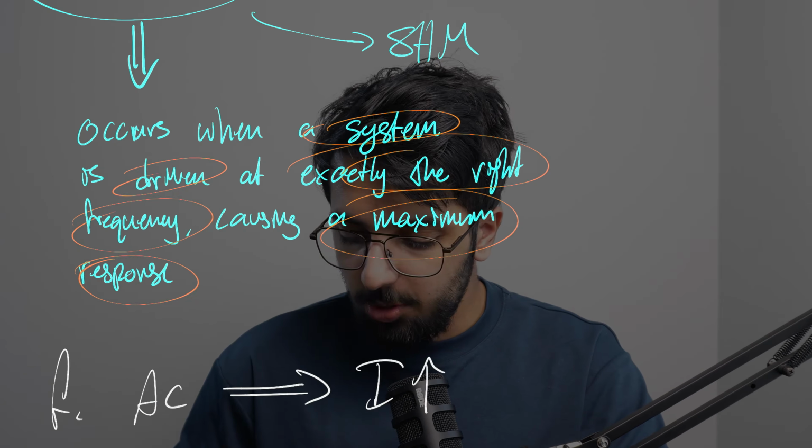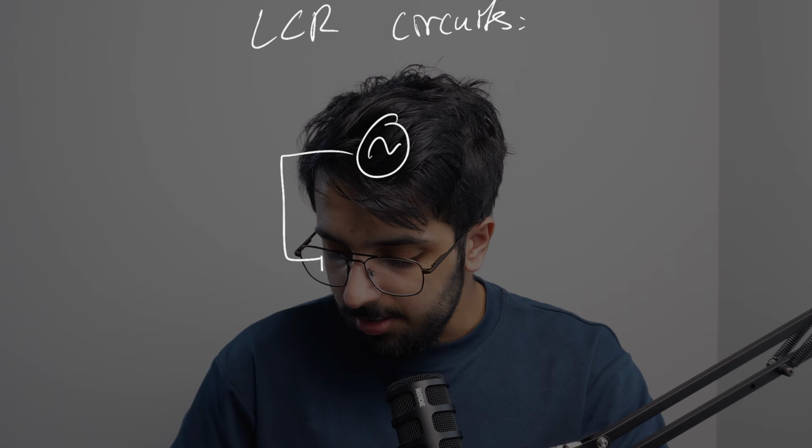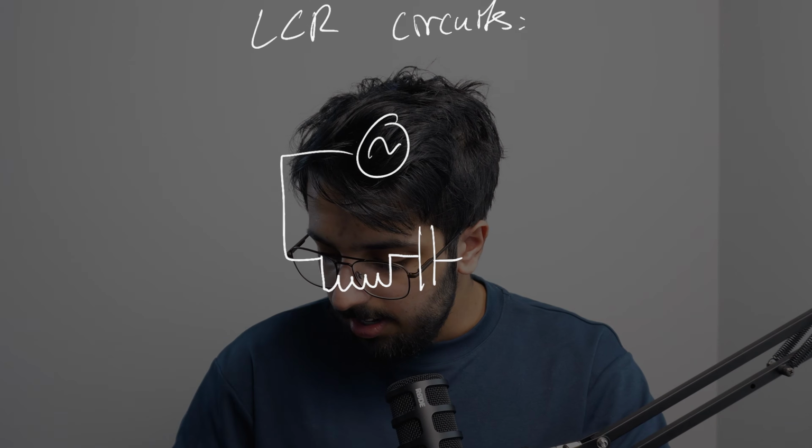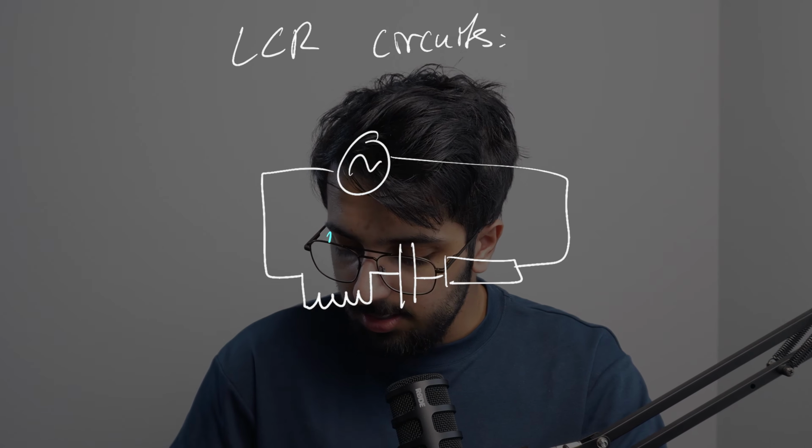And so now I want to introduce you to LCR circuits, okay? This is where we have an inductor, a capacitor, and a resistor within an AC circuit. So we have our AC power supply. Therefore, we're going to have an inductor, a capacitor, and a resistor all in series, like so. So as you can see, we have LCR.